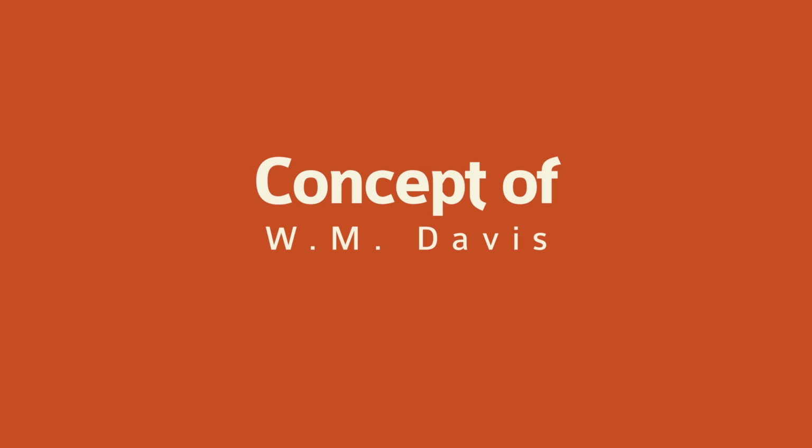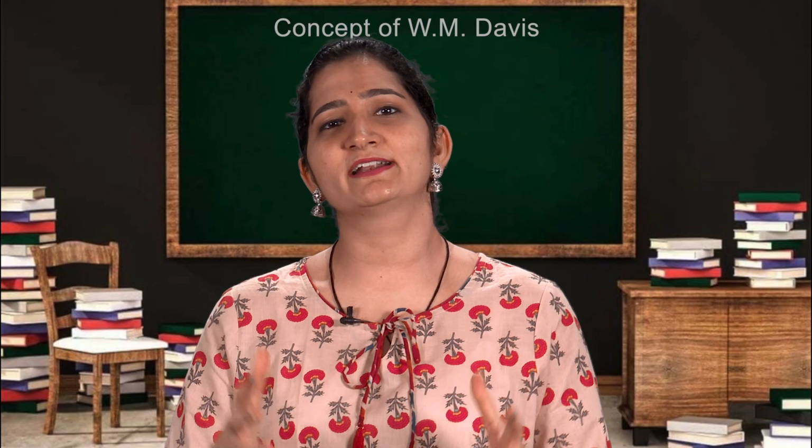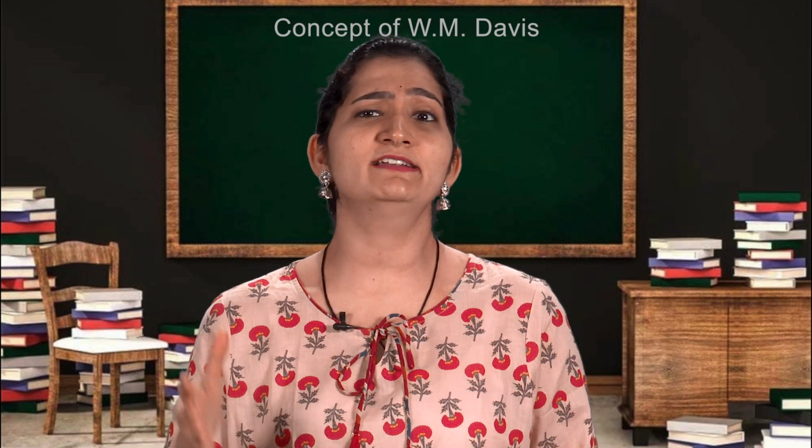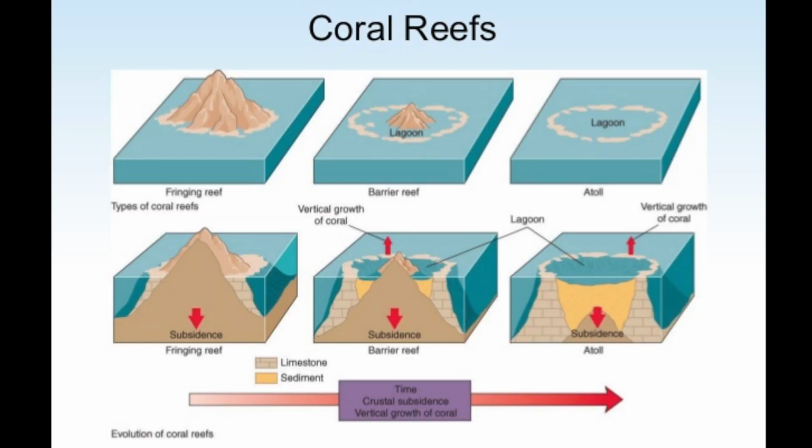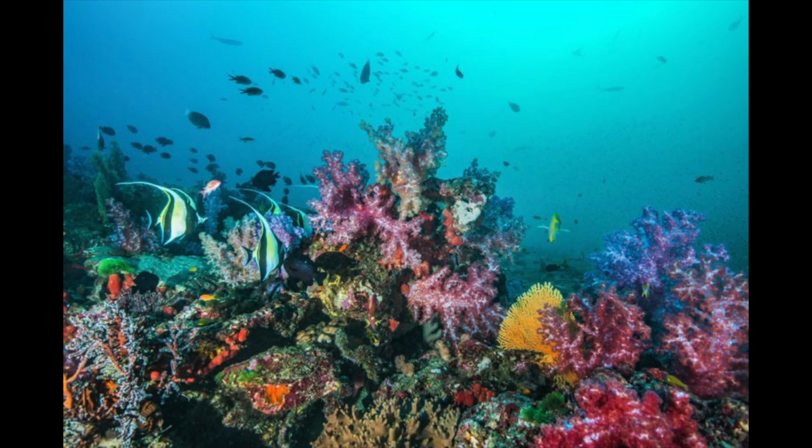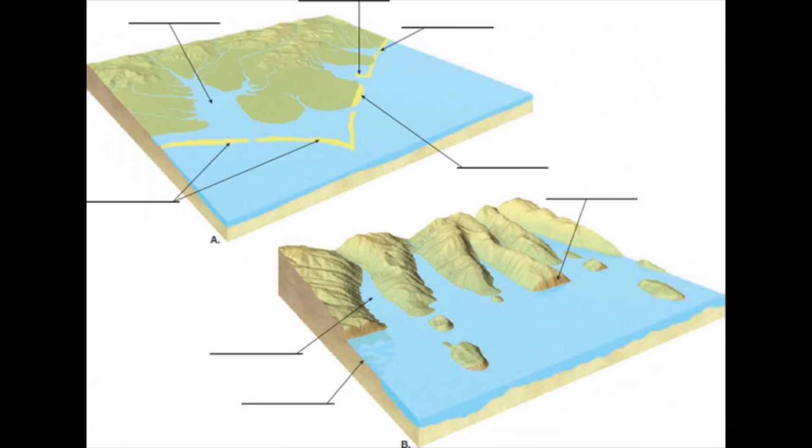Concept of William Morris Davis. The famous American geomorphologist W.M. Davis postulated his concept of the origin of the coral reefs in 1914 to 1918 and revived the subsidence theory as postulated by Darwin and others. He presented several physiographic evidences in support of the subsidence theory and to explain hitherto unsolved several problems related to the formation of the coral reefs. According to him, corals grow along the subsiding land. The presence of indented and embayed coastlines found in the coral seas validates the subsidence and consequent submergence of land.